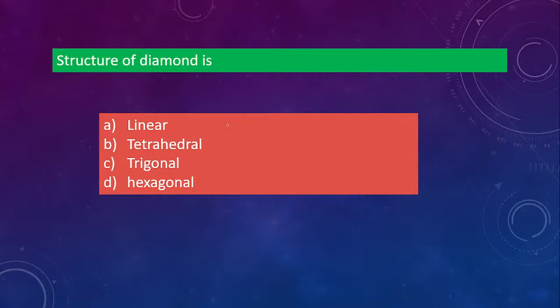Okay, let's see the answer. It is B. Tetrahedral, right? See the structure. Graphite is hexagonal. Tetrahedral is diamond. Four carbon atoms are there. So that is tetrahedral, not hexagonal.